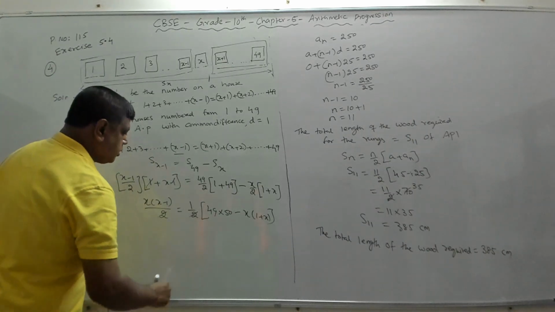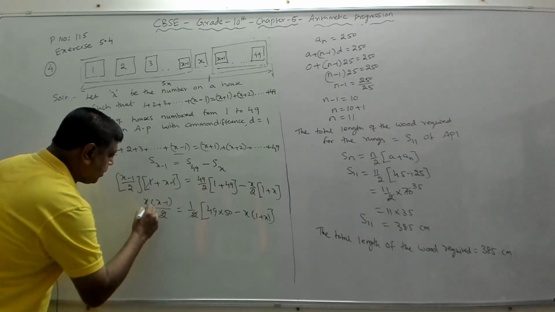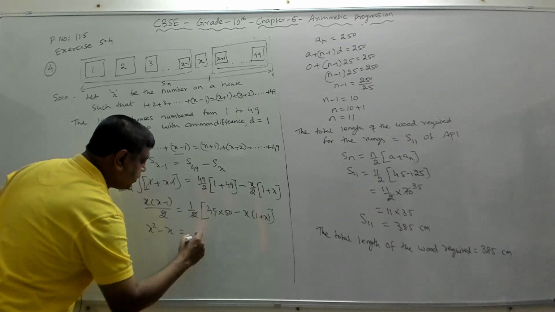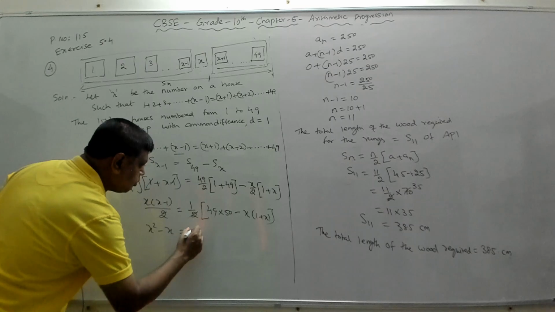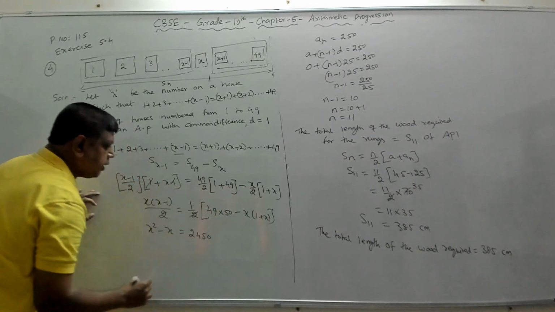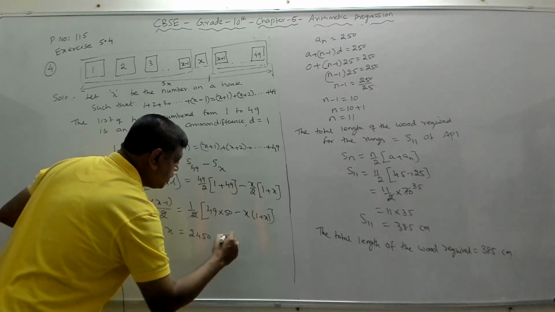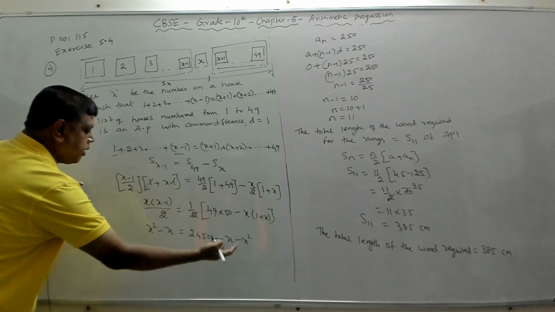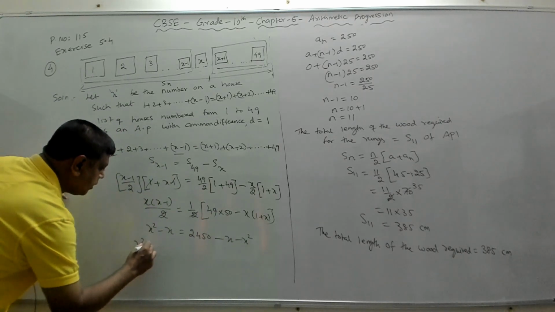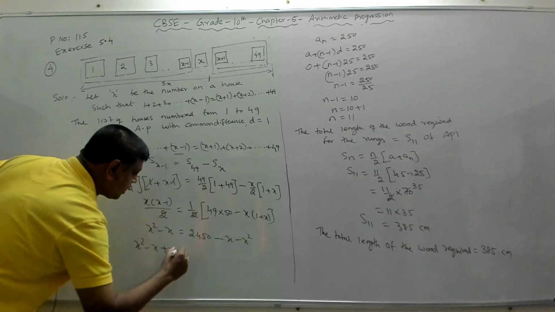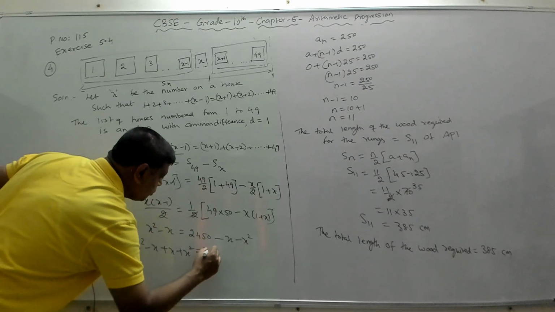Right? So you get x into x is x square, minus x into 1 is x, equal to 49 into 50, which is 2500. So it will become 2450. Right? Minus x into 1 is x, minus x square. Now bring all this x square everything to one side. So we'll get x square minus x, then this minus x will come here plus x, minus x square will come here plus x square is equal to 2450.